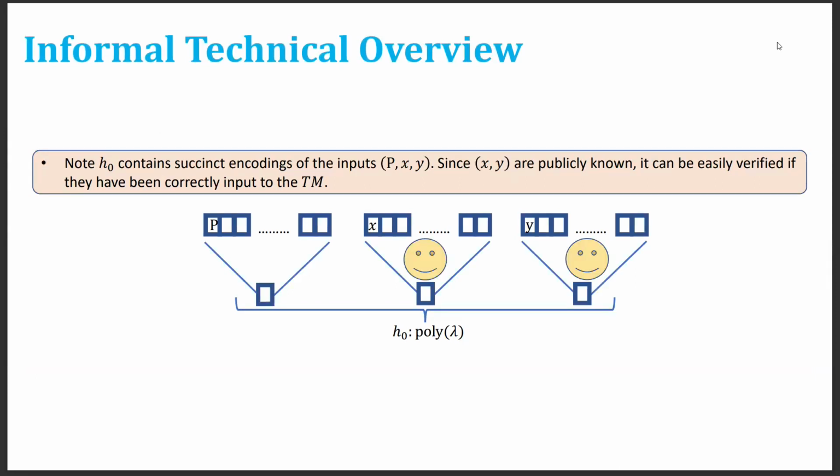Now note that the verifier knows what X and Y are. So all that the verifier needs to do is use the hash function to hash down X and Y and check whether these 2 encodings match the correct hashed values. And if they do, then the verifier is happy and we're done.